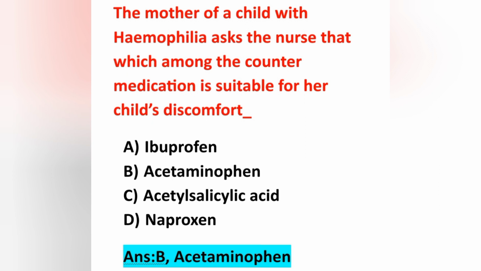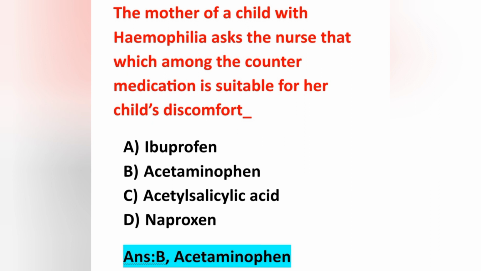That is the question. So ibuprofen is a non-steroidal anti-inflammatory drug. That drug may cause bleeding. There is a chance of bleeding. And acetyl salicylic acid, for example aspirin, that also has a chance of bleeding. And naproxen also is contraindicated during hemophilia. Here safely we can administer acetaminophen, that is paracetamol, plain paracetamol we can administer to the child. Option B is the correct answer.